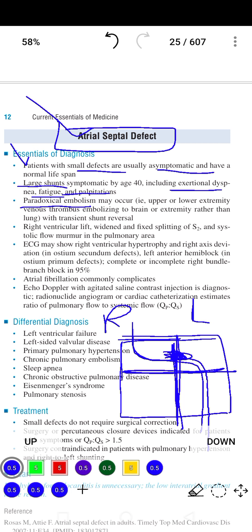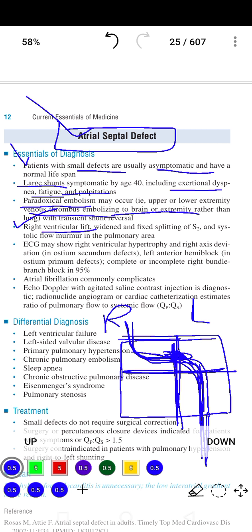Paradoxical embolism means the embolism from the right side of the heart will go into the left side of the heart and then into the left ventricle and then into the aorta. Now this is known as paradoxical embolism. From pulmonary circulation to the systemic circulation, venous thromboembolism goes to the brain.